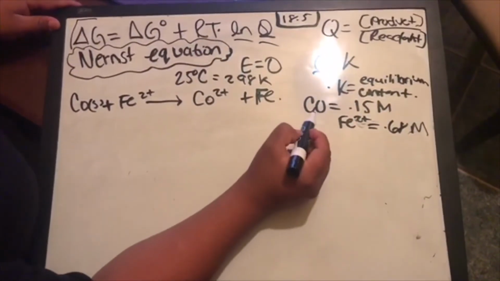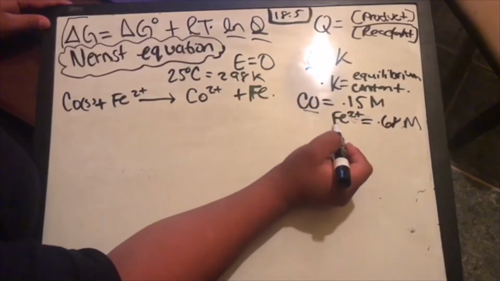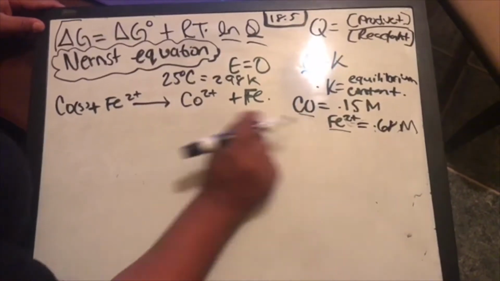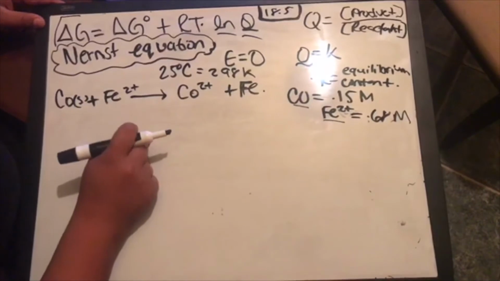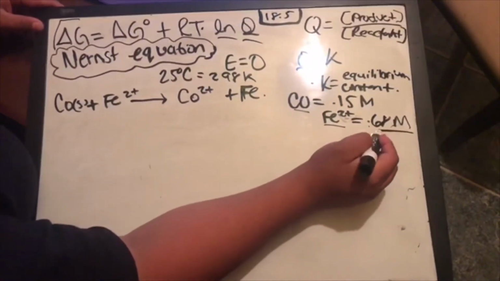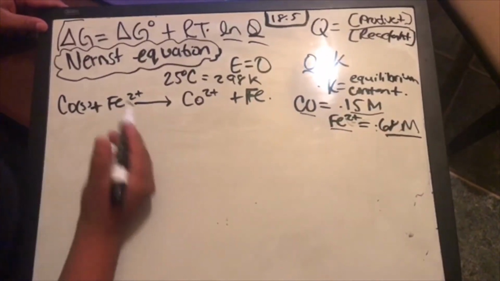The book says the Co has 0.15 moles and Fe2+ has 0.68 moles. Since this is not at standard conditions, because we have less than 1 mole of the species, we have to use the Nernst equation.